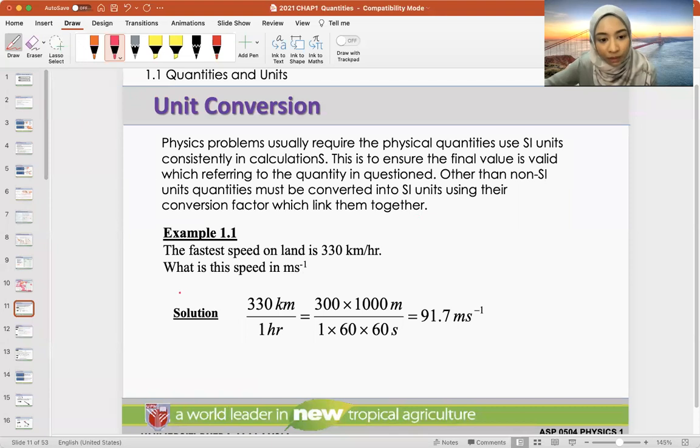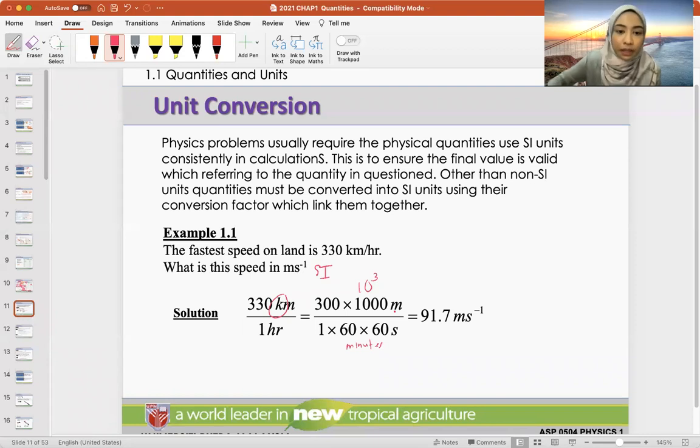For example, the fastest speed on land is 330 km per hour. What is the speed in meter per second? This is SI. So they've given you the solution here. 330, we know kilo is times 10 to the 3, or 1000. And then they want to convert 1 hour to seconds, so they multiply with 60 minutes and 60 seconds.